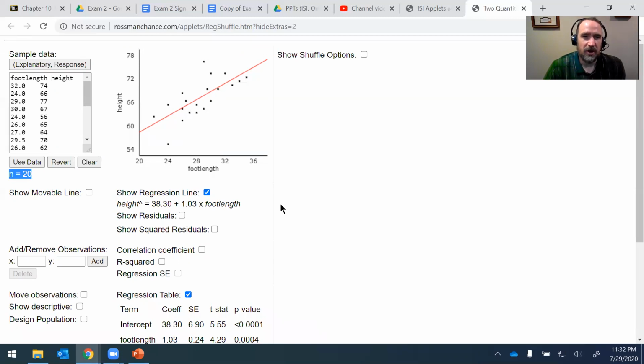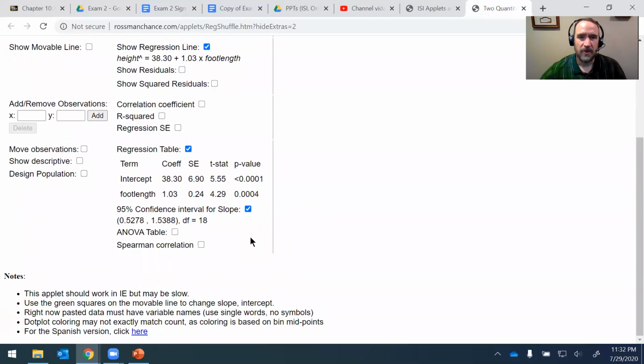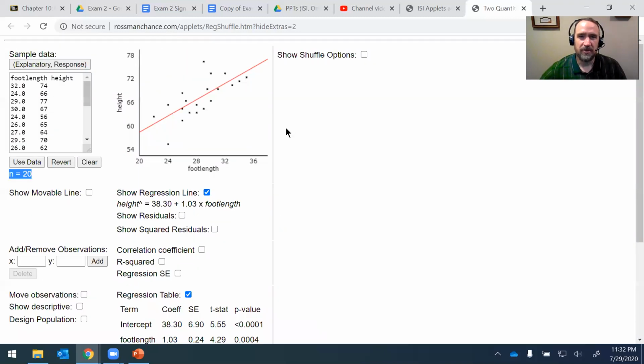Finally, can we conclude cause and effect? Does having bigger feet cause you to be a taller height? In order to conclude that, we would have to have people randomly assigned different foot lengths for this study. And of course, you can't randomly assign people to have certain length feet. So there's no way to claim cause and effect here from the study that we have set up. So that's how we can do a theory-based inference with two quantitative variables and looking at the slope of the regression line.